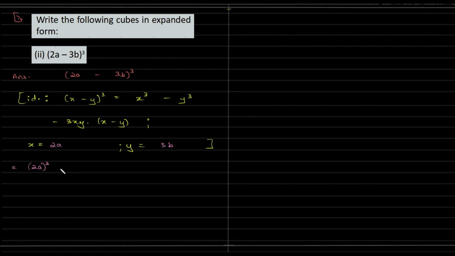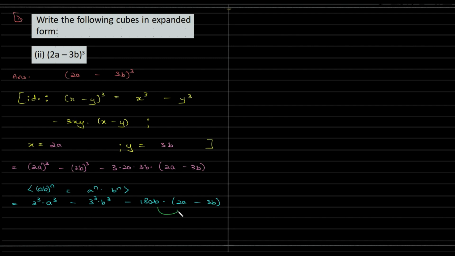2a the whole cube minus 3b the whole cube minus 3 into 2a into 3b into 2a minus 3b. Right? In the next step, we need to use our identity: ab whole to the power of n is a to the power of n into b to the power of n. So we have 2a the whole cube is 2 cube into a cube. So 2 cube into a cube minus 3 cube into b cube minus 18ab into 2a minus 3b.